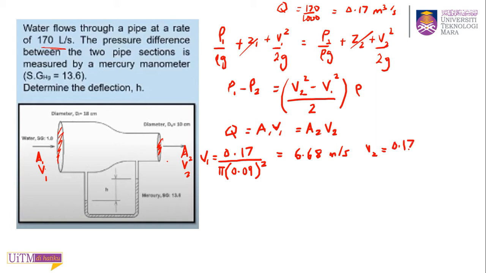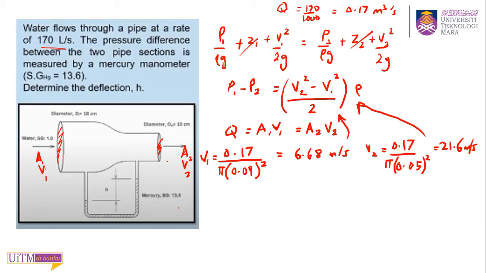And V2: 0.17, the Q is the same. Okay, continuity equation, and divide by area V2, pi times 10 bahagi 2, 5, 0.05 squared. Berapa? 21.6 meter per second. So you have your V1 and you have your V2. Now just put back in your equation.